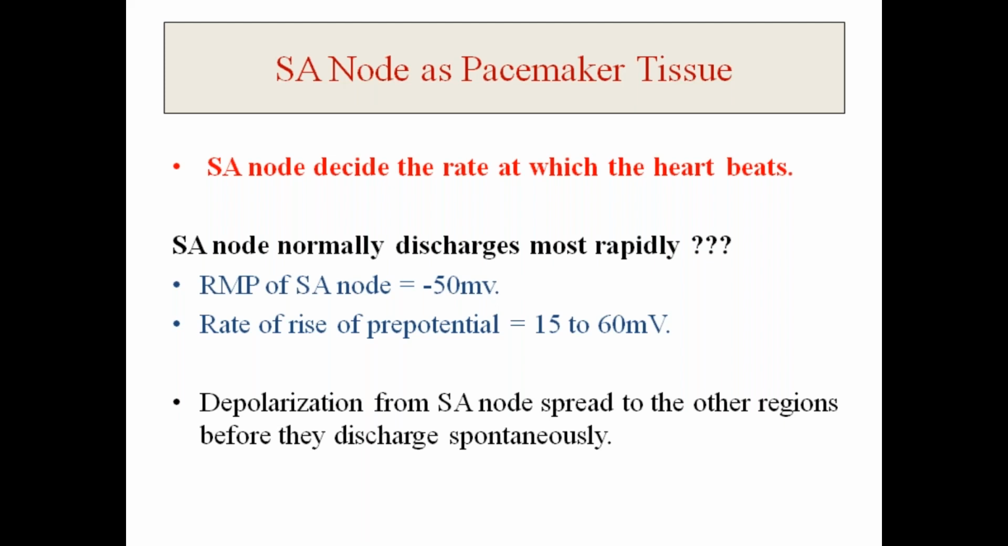Normal heart rate of humans is 60 to 100 beats per minute. Anything between 60 to 100 is normal. Less than 60 we call bradycardia. More than 100 we call tachycardia.